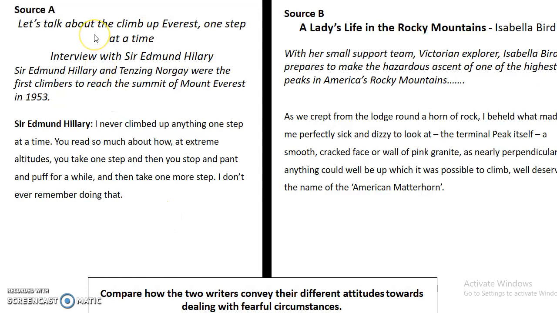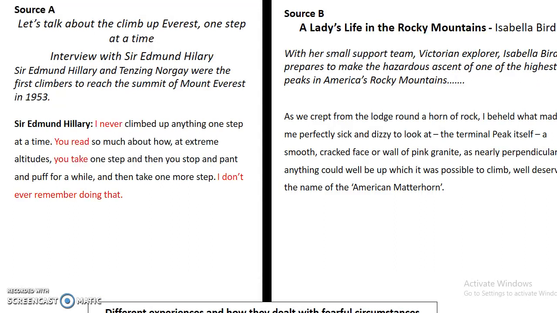So one extract is an interview with Sir Edmund Hillary, one of the first climbers to reach the summit of Mount Everest. On the other hand, source B is an autobiographical representation of Isabella's life and how she felt when she was climbing the American Matterhorn. So, language, let's start off with that. I've simply highlighted some words in red, and I'd like you to tell me what language techniques have been used here.